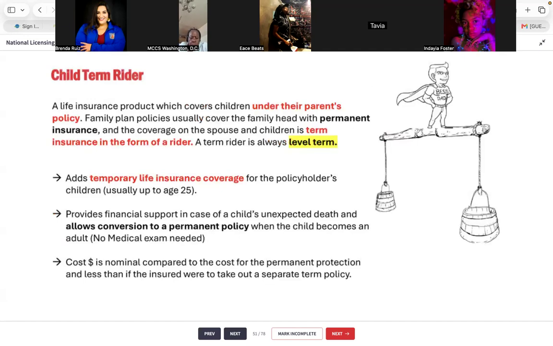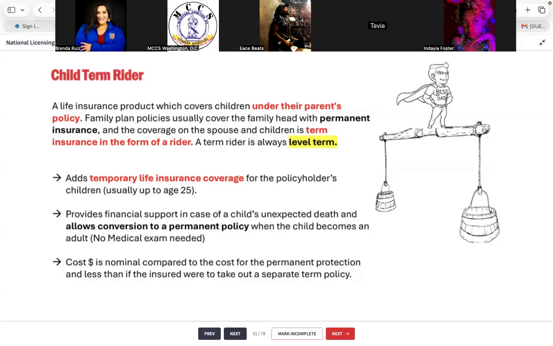Children's term rider. This is pretty cool. This is great for people who are looking for extra coverage for their children, maybe looking to save a little bit of money. This is basically where you can cover your children under the parent's policy. So what happens is the parent gets a policy. It doesn't have to be permanent insurance, it can be term insurance as well.